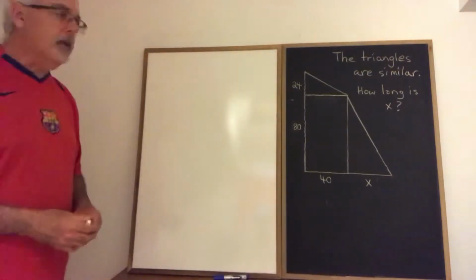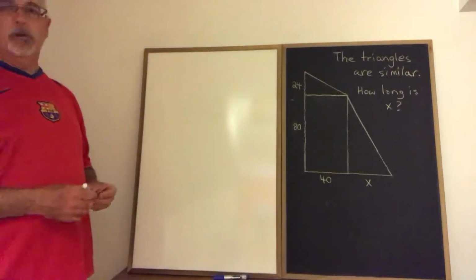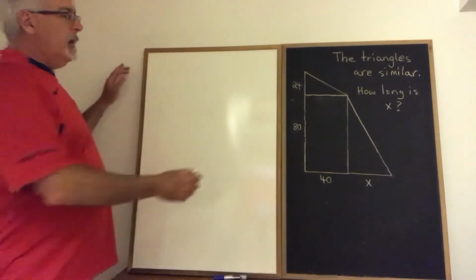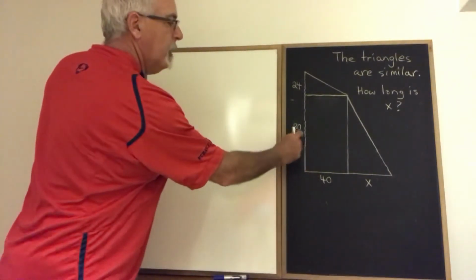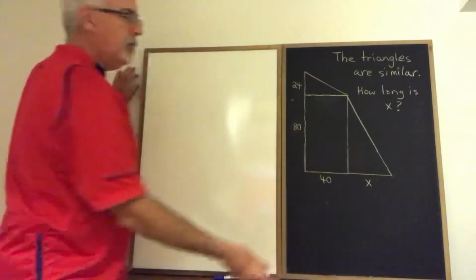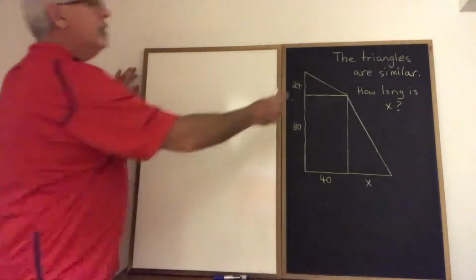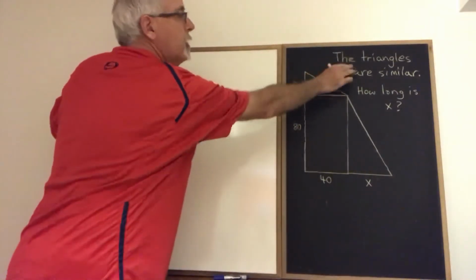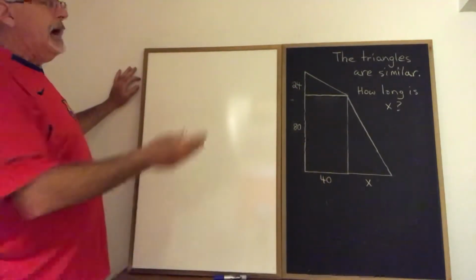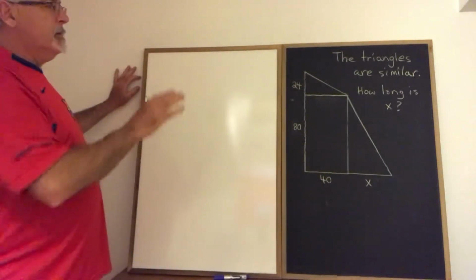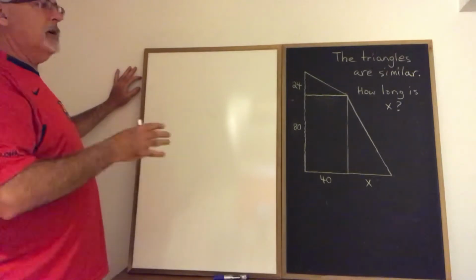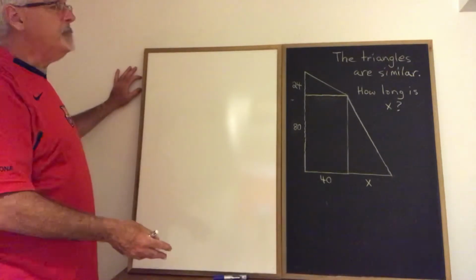Today's Daily Dose of Math is a question that involves similar triangles. Here we have a rectangle. The length and width of the rectangle are 80 units and 40 units. And we have two triangles in the diagram, and we're told the triangles are similar. How long is x?